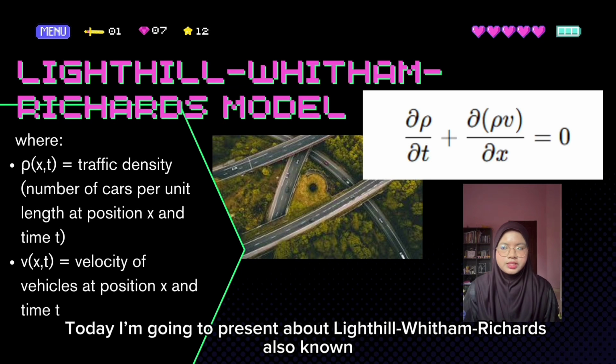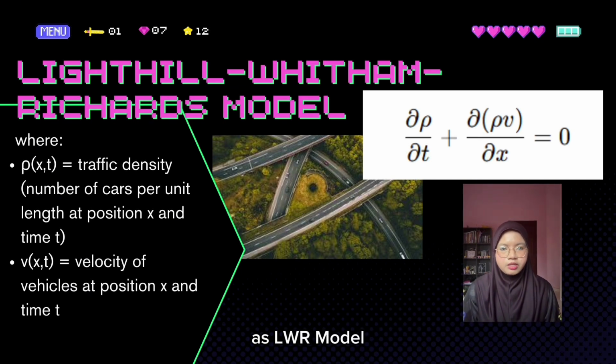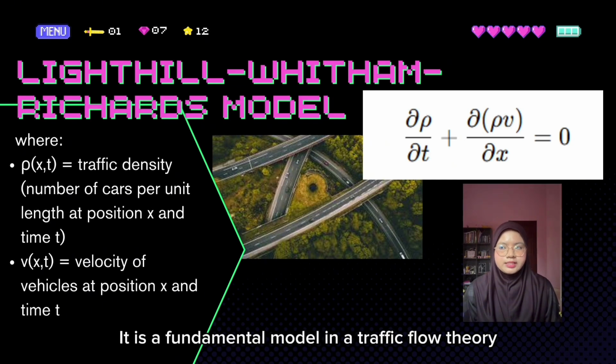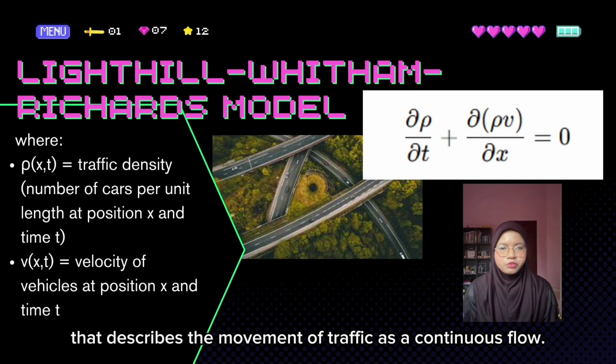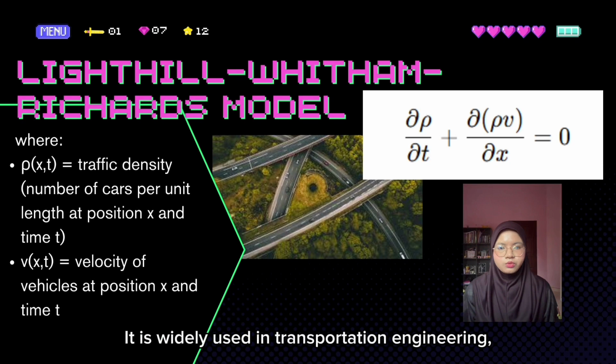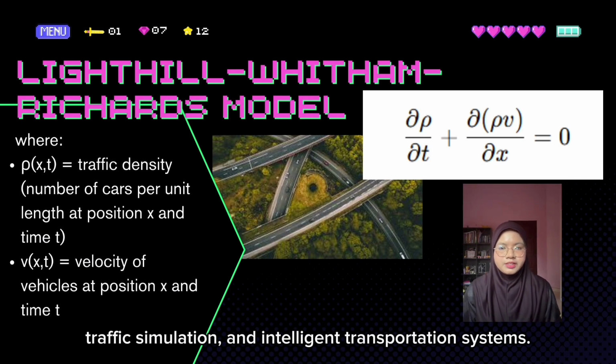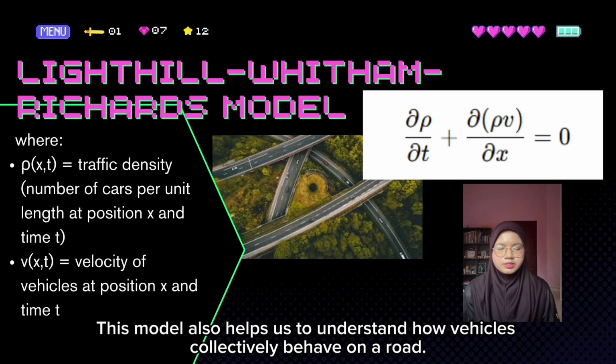Today, I'm going to present about the Lighthill-Whitham-Richards research, also known as the LWR model. It is a fundamental model in traffic flow theory that describes the movement of traffic as a continuous flow. It is widely used in transportation engineering, traffic simulation, and intelligent transportation systems. This model also helps us to understand how vehicles collectively behave on the road.